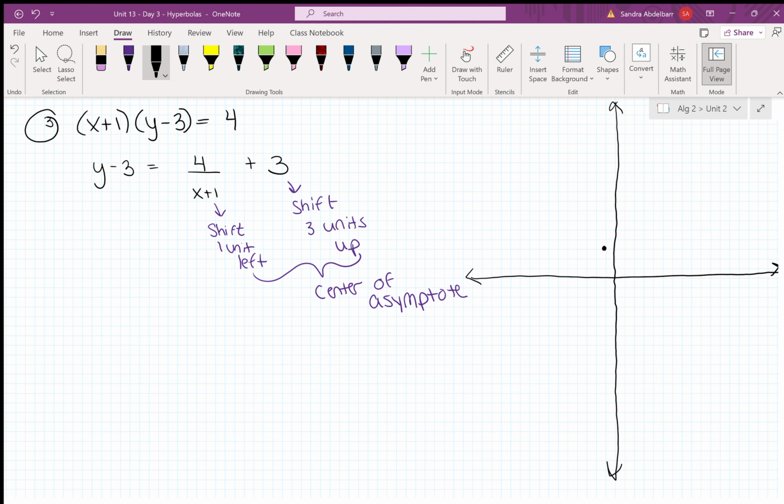And for the rectangular hyperbola, the asymptotes will always be one vertical line and one horizontal line. So I'm going to draw one vertical line through my center point. And remember, asymptotes are always dashed, unless it's the x or y axis.